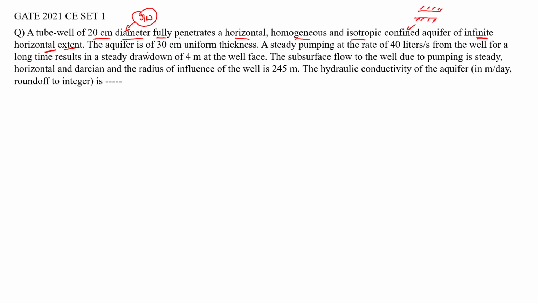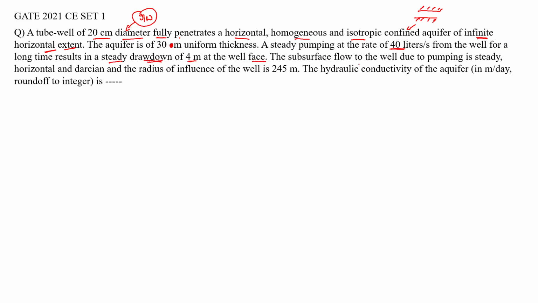And the aquifer is of 30 meter uniform thickness, with a steady pumping rate of 40 liters per second from the well. So from the well they are taking water at a rate of 40 liters per second for a long time, which results in a steady drawdown. What is a steady drawdown? Steady drawdown means the same amount of water you are taking from the aquifer will be entering into the well. So the drawdown will be 4 meter at the well face.